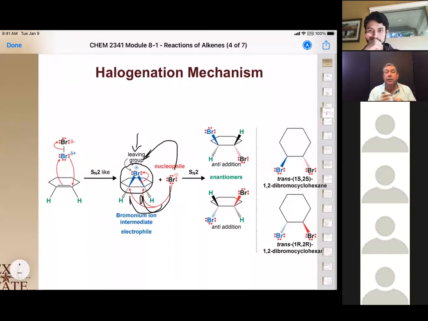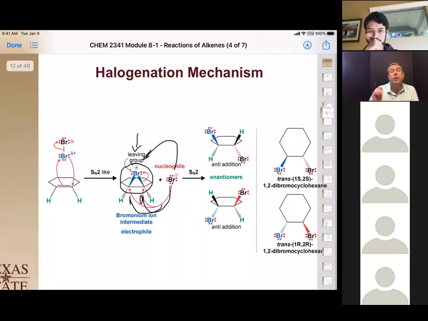Okay. I have a question in here. Is the bromine polarized in solvent? Sorta, but it's really being polarized by the alkene. The alkene is what's reaching out with its electrons to induce a polarization in that bond, generating that intermediate.